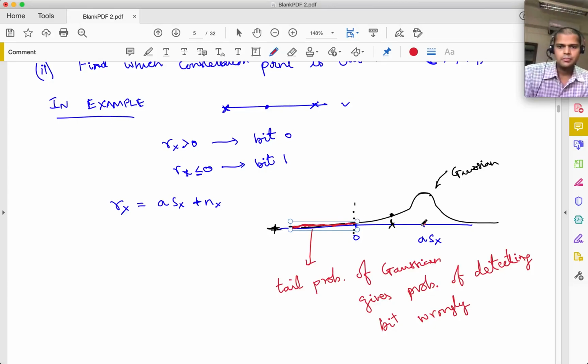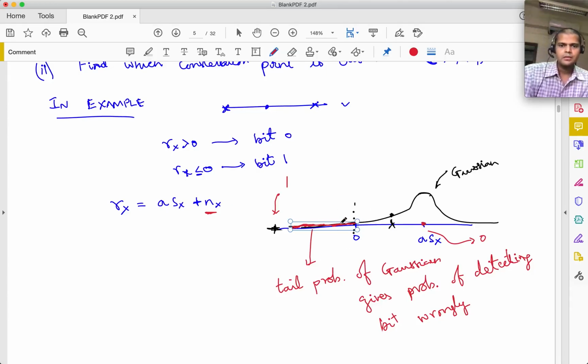So what is the probability that when this is sent, I actually say that bit 1 was sent. Remember that this is bit 1 and this is bit 0. That's when Rx, the received signal, goes to the other side of the y-axis. It goes beyond 0, it becomes negative. And that happens when the x component of the noise is negative and, in magnitude, higher than Asx.